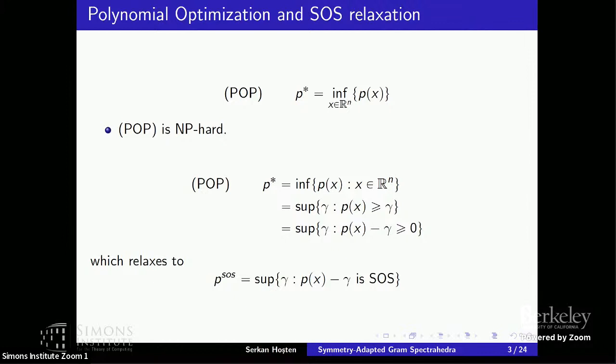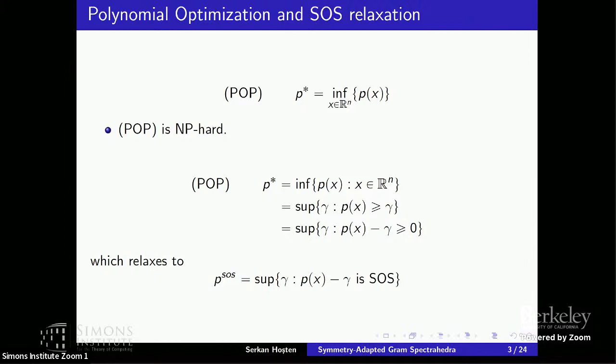This is a part of the optimization workshop, so let me remind you of a few things. If you're doing polynomial optimization, you have a polynomial with real coefficients in n variables, and you're trying to minimize it, using it as an objective function. We all know that this is a very, very hard problem.